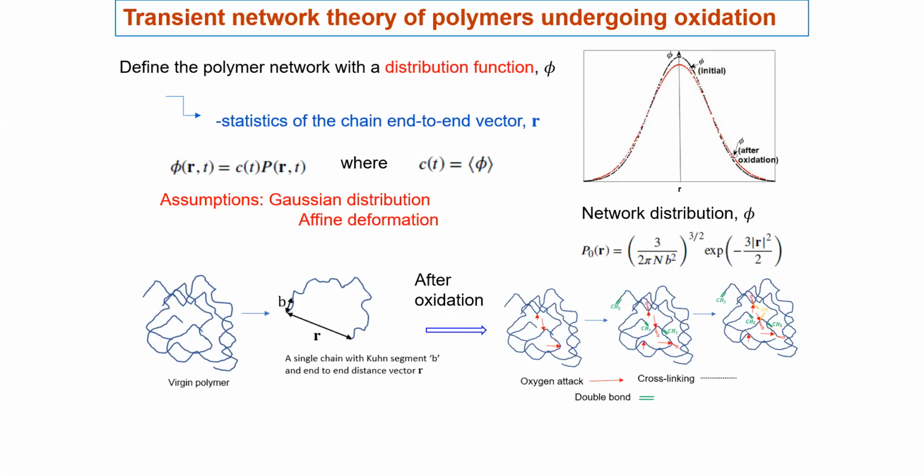So definitely this network distribution is going to change. Let us now assume that after oxidation, the distribution goes from the black curve to the red curve. If we can measure how this network is evolving, that means we can tell how the network is getting embrittled and so on.